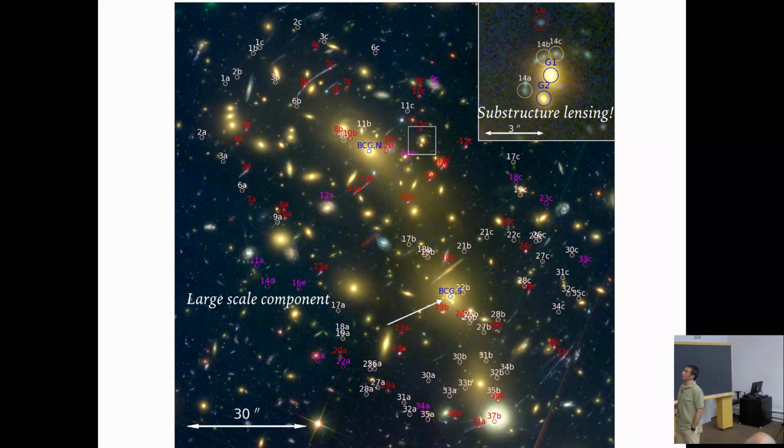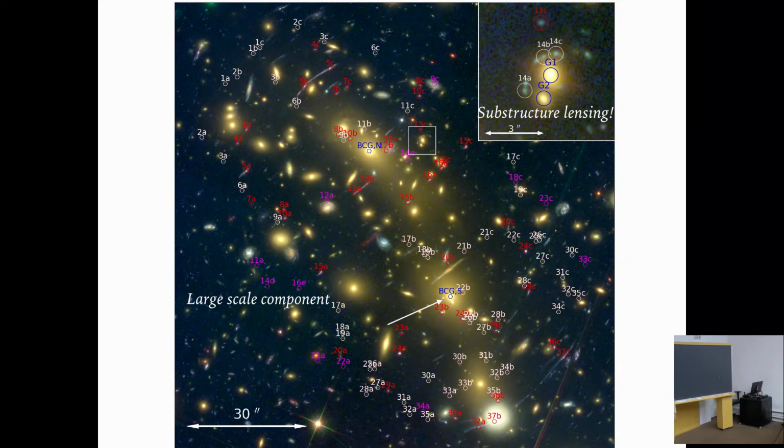Each of these families of multiple images provides you a measurement of the deflection field that is basically produced by the mass distribution of the cluster. So you can use all these multiple images of background sources in order to build models of the mass distribution of the clusters. And with these observations, we can do this kind of work with an incredible level of detail and robustness.